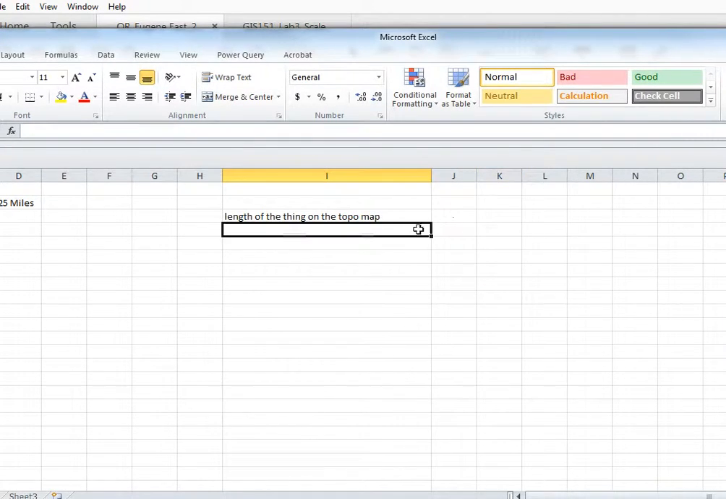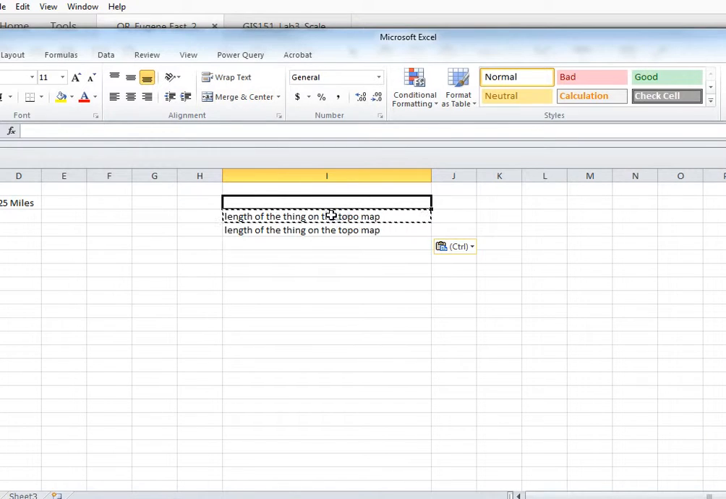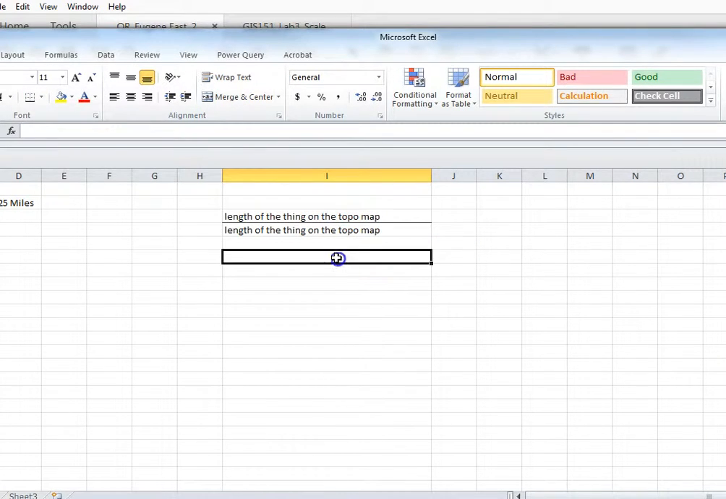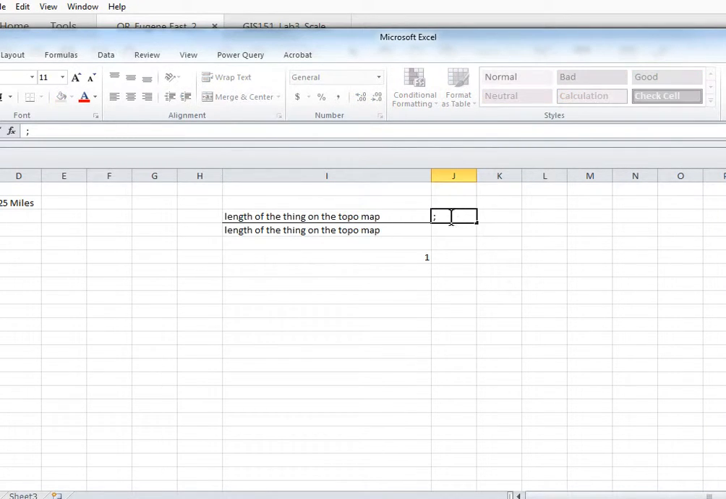And you're going to divide it by itself. And if you divide something by itself, you get 1. So that would be 1. And then this is the colon in your representative fraction.